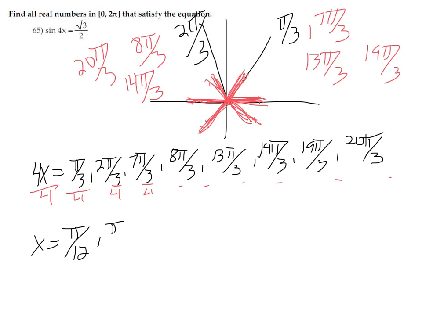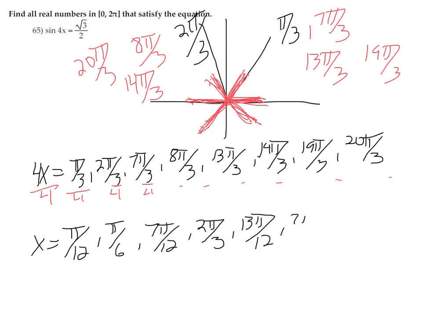pi sixths, 7 pi twelfths, 2 pi thirds, 13 pi twelfths, 7 pi sixths, 19 pi twelfths, and 5 pi thirds. And 5 pi thirds is 1 pi third short of 6 pi thirds, which is 2 pi. So all of these are within one time around the circle.